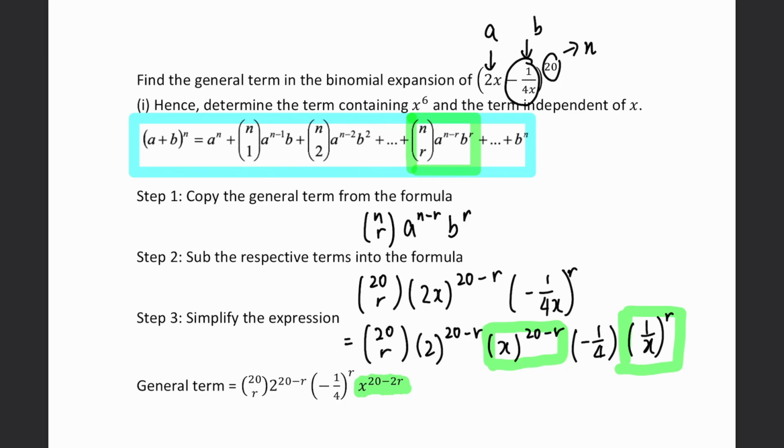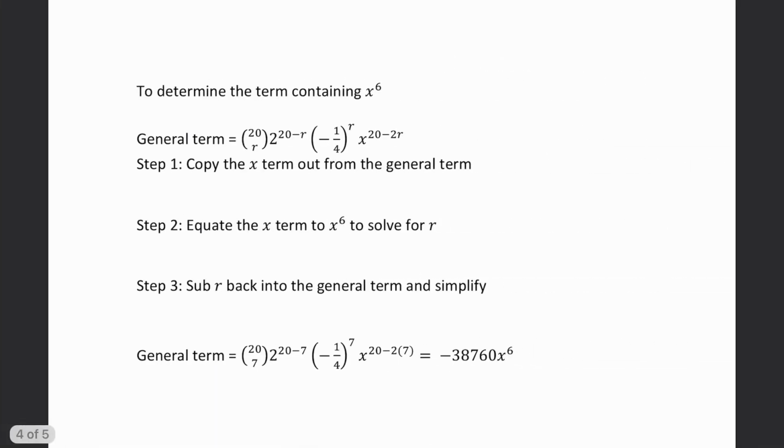Next, the question will generally come along with finding a specific term. In this scenario, we want to find the term containing x to the power 6. So we're going to make use of the general term that we found. From the next slide, we can see that to determine the term containing x to the power 6, we first copy the general term from our previous part, and copy the x term out from the general term.